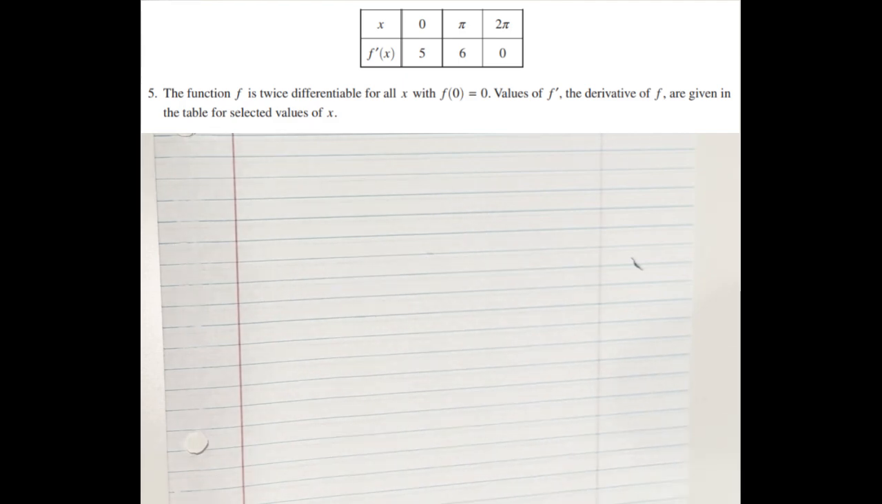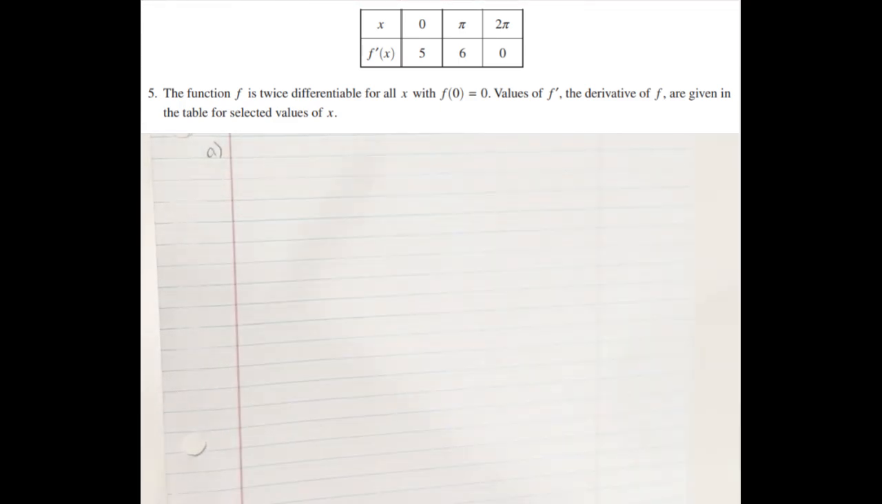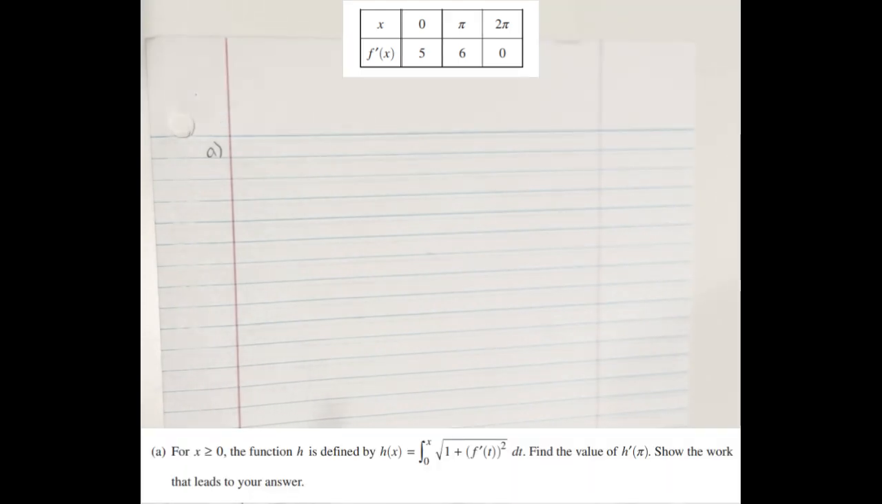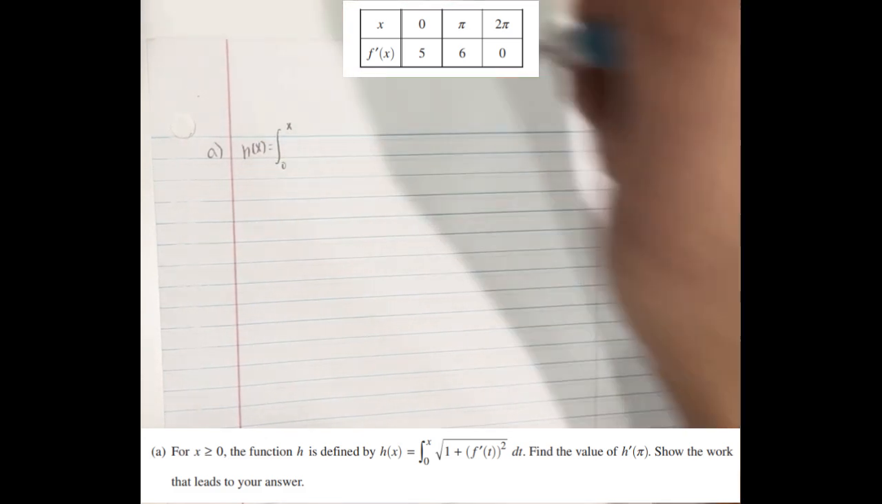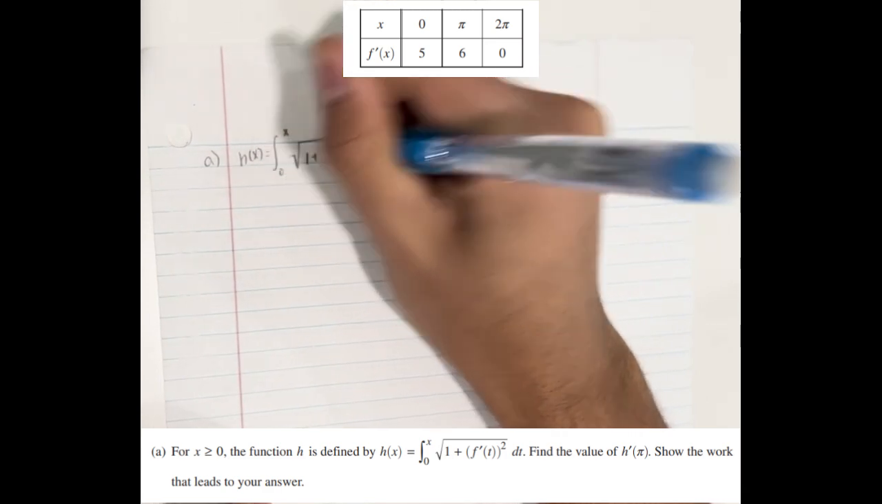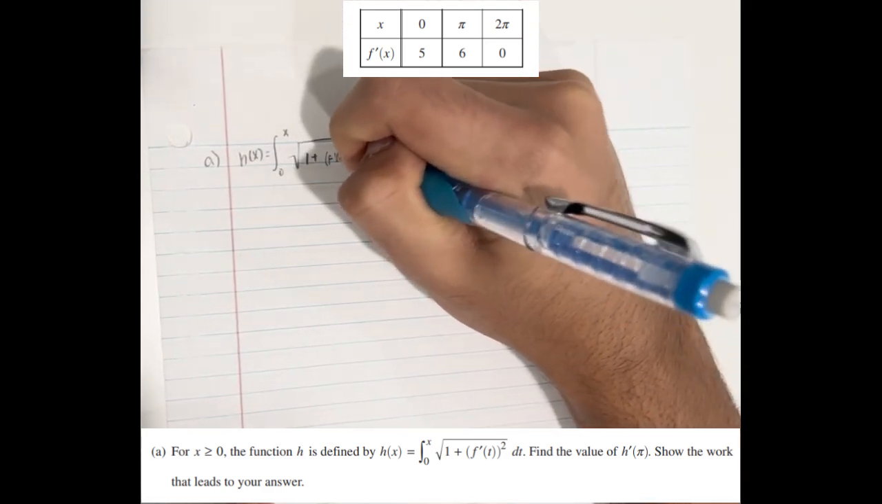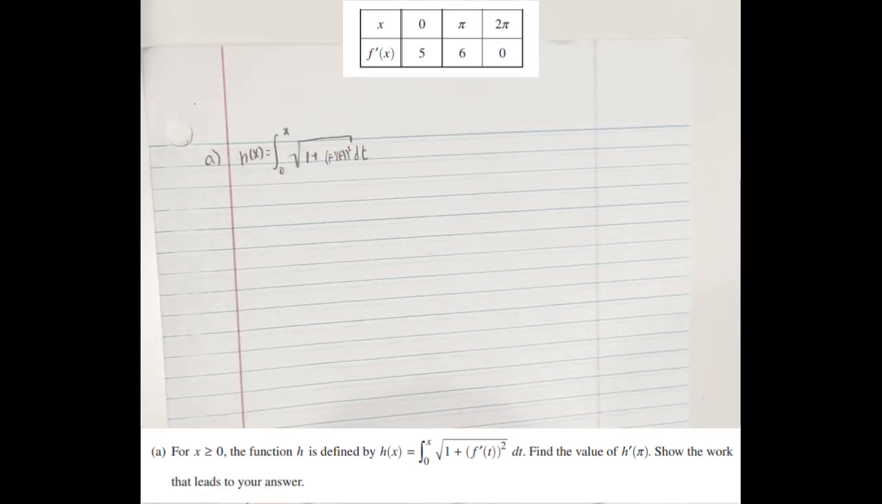Alright, so number 5 gives us this table of f prime of x at selected values of x. F is twice differentiable, and f of 0 equals 0. So A, h of x is defined by the definite integral from 0 to x of square root of 1 plus f prime of t squared dt. Find the value of h prime of pi. Show the work that leads to your answer.